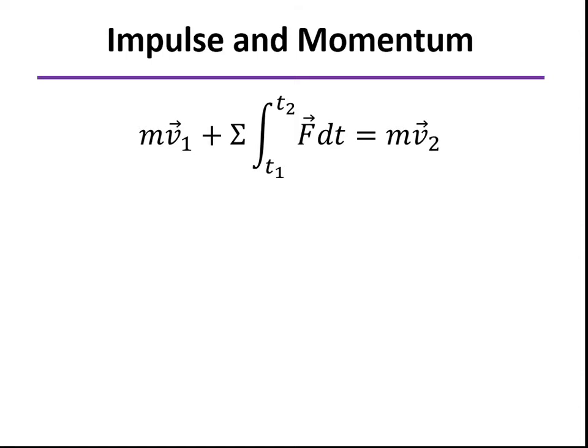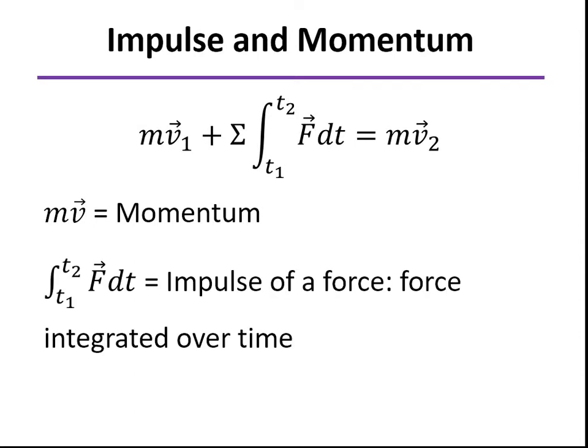The quantity m times v, by definition, is called momentum. And you can see that the change in momentum is going to be dictated by this term in the middle. We call the integral of a force over time the impulse of a force. Of course, the units of this, as you can see, are going to be force times time. So in the SI system, Newton times seconds. In the US system, pounds times seconds will be the units of both impulse and momentum.